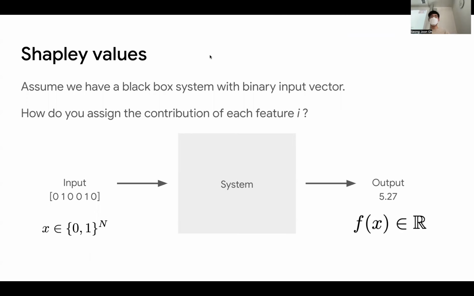Okay, so let's get started again. So we can jump to this famous Shapley values.